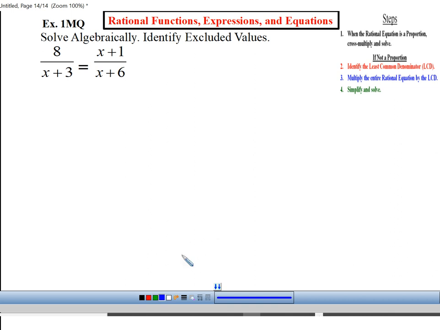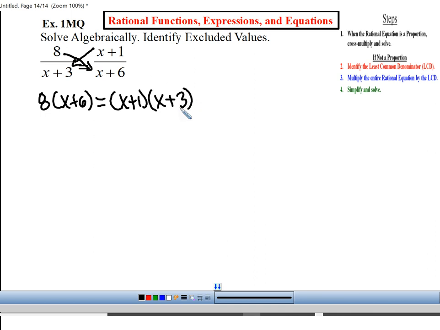Alright. Here goes the process one more time. Is it a proportion? Yes. I'm going to start with the smallest one, which is 8. Distribute this way, so I'm going to write 8 times x plus 6 equals x plus 1 times x plus 3. Does the order matter? Not really. You could have had them flip-flop. That was step 1, go to the last step, which is simplify and solve. This becomes 8x plus 48 equals x squared plus 4x plus 3.